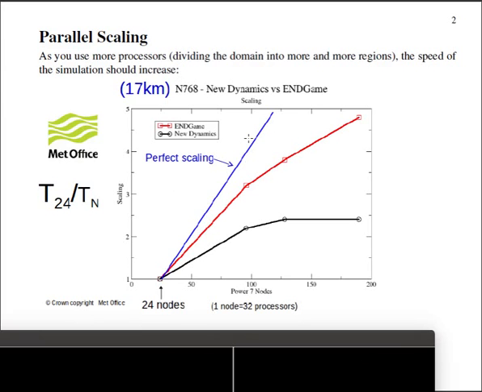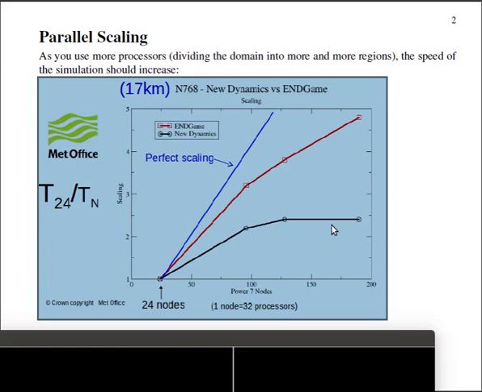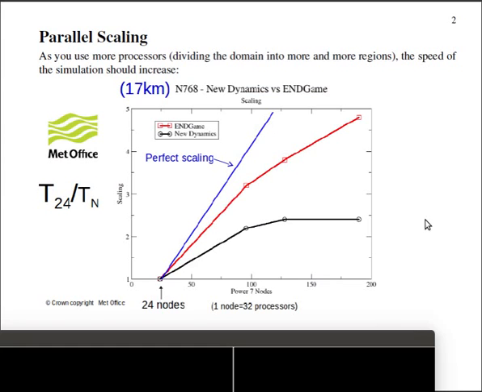This is a graph produced by Nigel Wood at the Met Office, showing the scaling of two of their models. Endgame is their current operational model, and New Dynamics was their previous model. This is showing how much they've improved the scaling. New Dynamics is doing quite badly. One node here is equal to 32 processors. Once you're reaching 100 times 32 processors, it was really slowing down. It wasn't getting faster as fast as it should do. They did a lot of excellent work on that and improved the scaling.